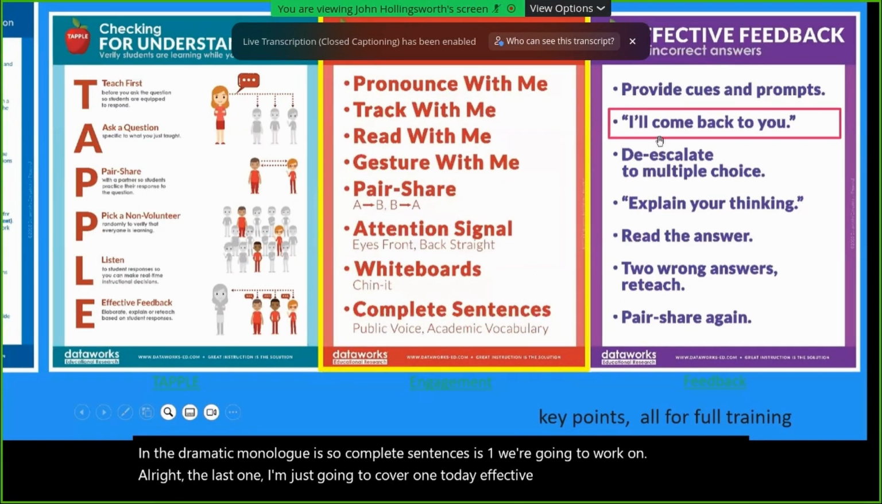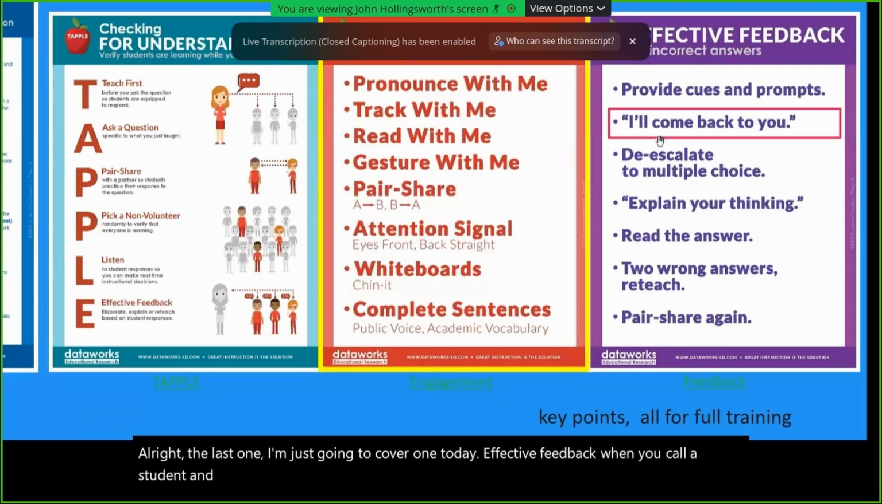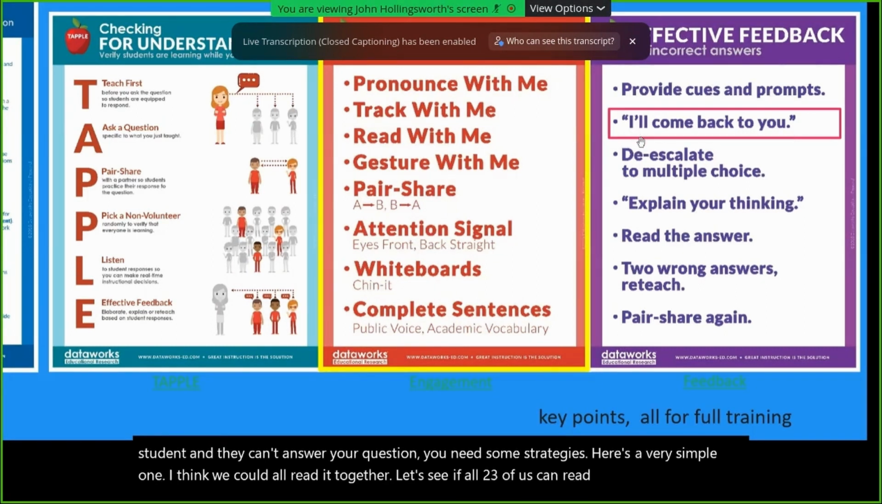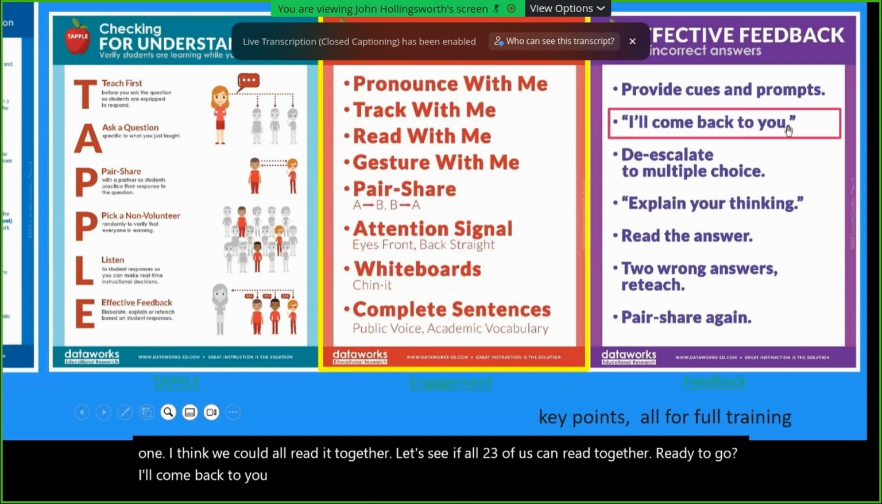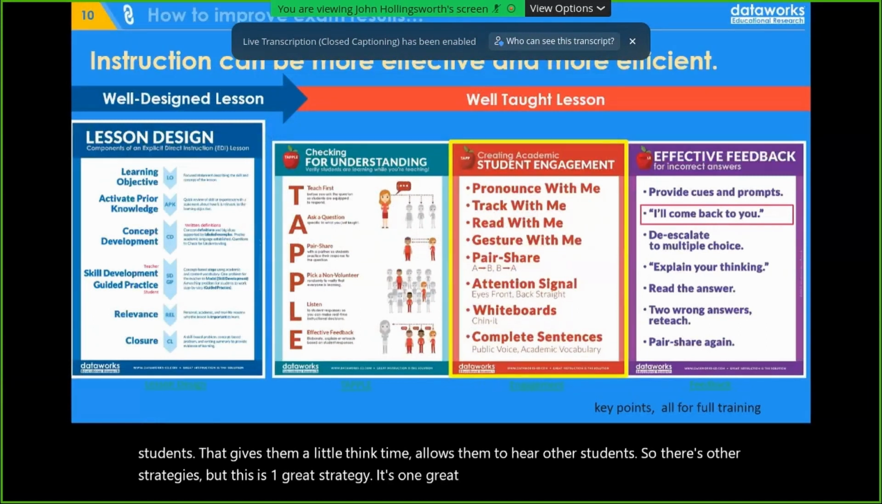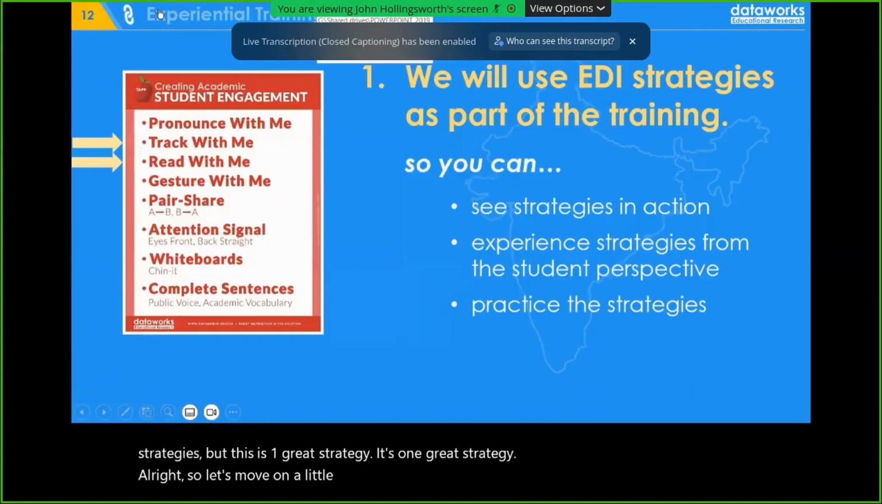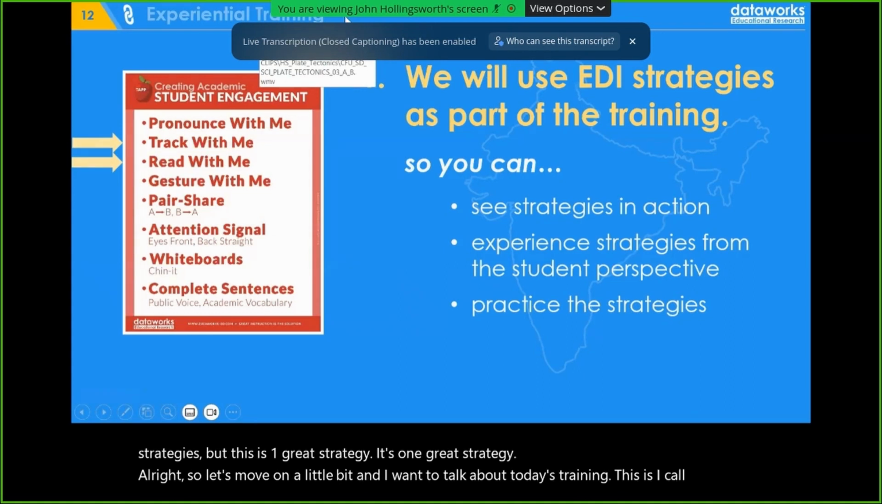All right, the last one, I'm just going to cover one today. Effective feedback. When you call a student and they can't answer your question, you need some strategies. Here's a very simple one. I'll come back to you. This is a great strategy. A student doesn't know. You call some other students. That gives them a little think time, allows them to hear other students. So there are other strategies, but this is one great strategy.